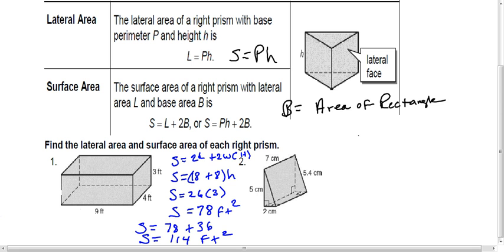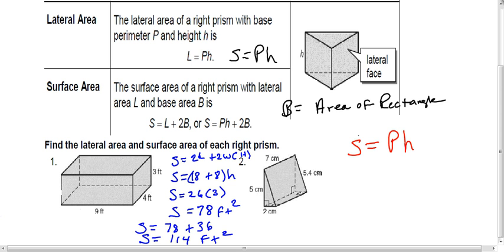So we have to again use our S is equal to the perimeter of the base times the height. Now I can tell you here, looking at these dimensions, I see that the leg that's connected to the right angle is 5. I see a base of 2, but I don't know what my hypotenuse is.